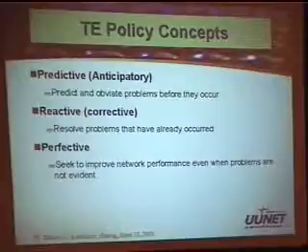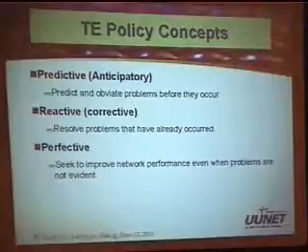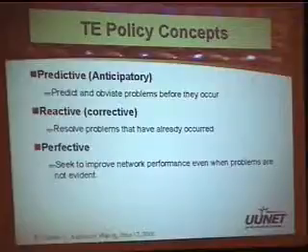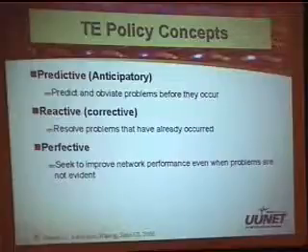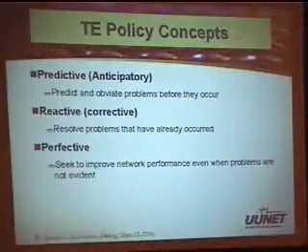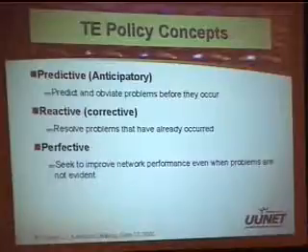But perhaps the best approach is the perfective approach, where you seek to improve your network performance even when no problems appear to be evident. For example, at UUNET, we are deploying OC192 network infrastructure right now, even though we could possibly do with an OC48 and trying to apply a bunch of control actions. So that's an example of a perfective approach to traffic engineering. But it turns out that you actually need to apply these three approaches concurrently in your network.